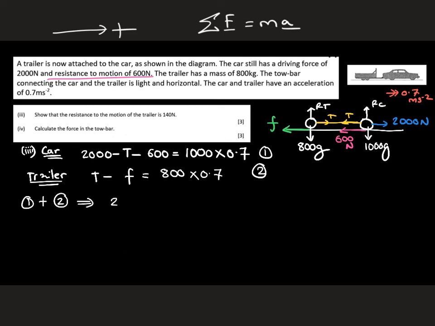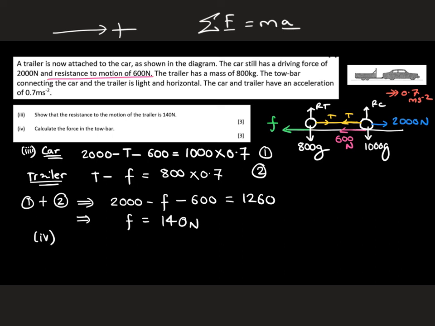So this gives me 2,000 minus F minus 600 is equal to 1,260. And we can rearrange this to get the value of F, which is the resistance to motion of the trailer, and that comes to 140 newtons as expected.